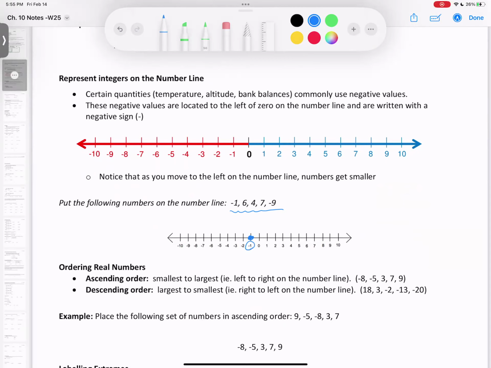And then 6 is right here. 4, 7, and negative 9.